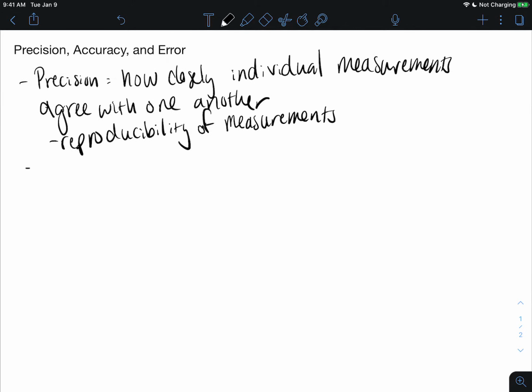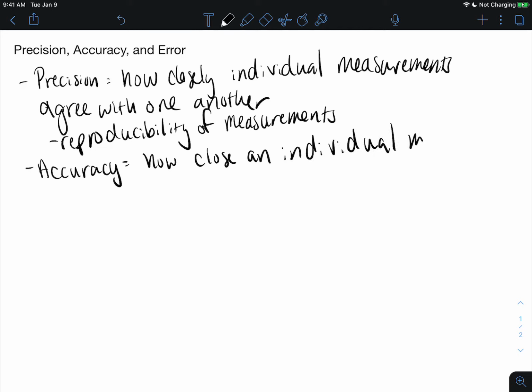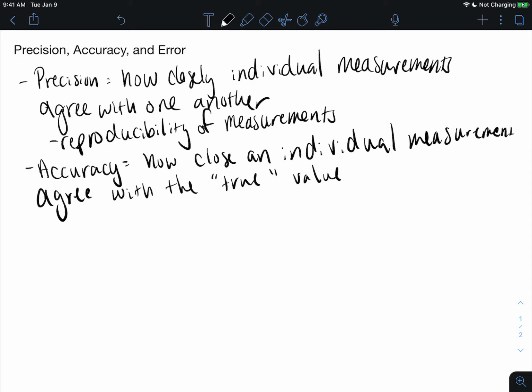And then we have accuracy, which is how close an individual measurement agrees with the true or actual value. So what do we accept to be the true value? That accuracy, the closer we get to it, the more accurate something is.